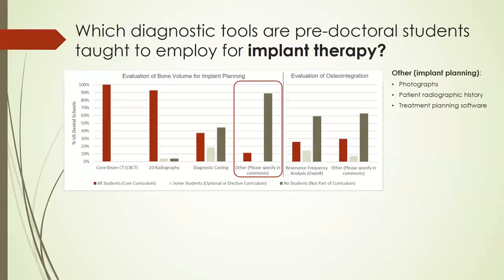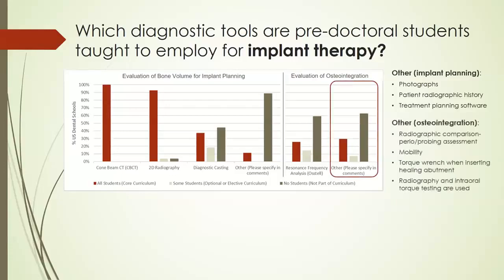Other techniques listed were photographs and patient radiographic history, but only one school indicated that they utilized treatment planning software. Once an implant is placed, it is important to assess osseointegration, since successful osseointegration is a prerequisite for functional dental implants. Combining both core and elective curricula, this is accomplished via mechanical means, such as probing or torque testing, and radiography in 37% of schools.